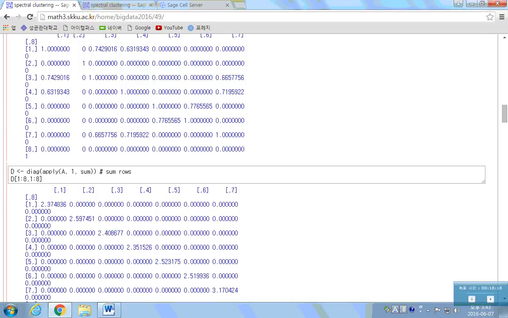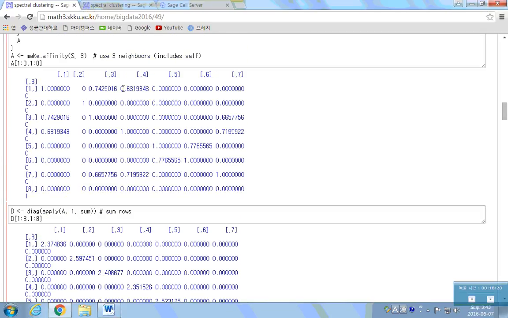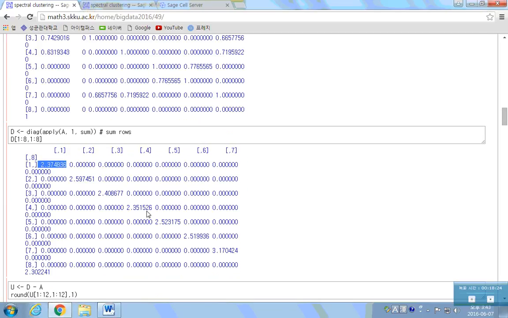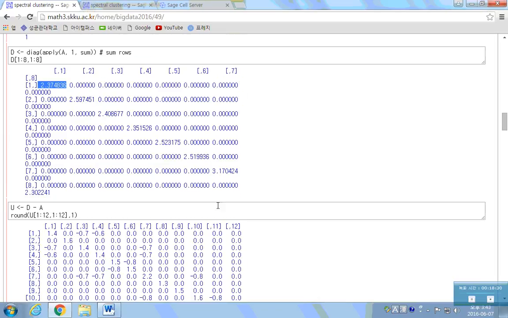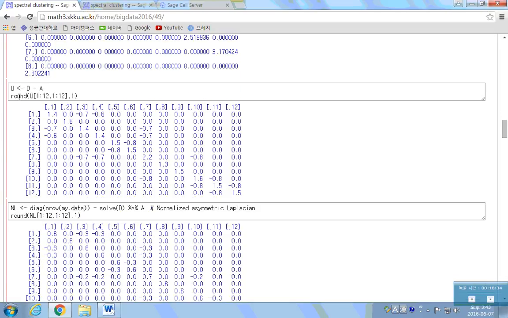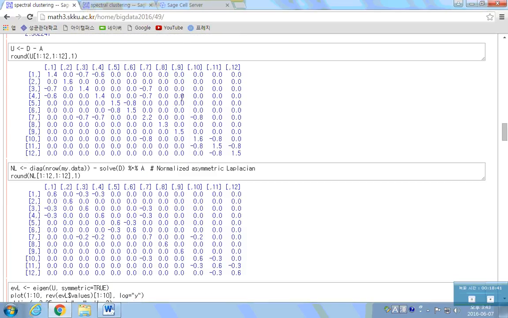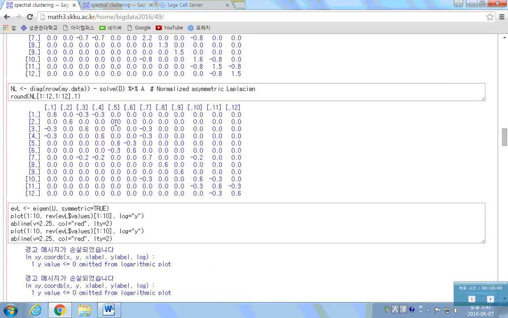Here we get the degree of a point: this one plus this one plus this one. We get the degree matrix, where the diagonal entries are the degrees and the others are 0. We get D, the degree matrix. And D minus A is the Laplacian matrix.